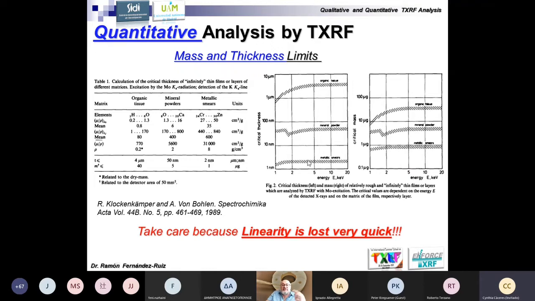Okay, and you can see here graphically and here in numbers that these values are very low. Very low. For example, for mineral powders, we are speaking of thickness around 50 nanometers. It's very small thickness, and mass no more than 5 micrograms. Okay. With this, I want to say take care, because linearity is lost very quickly, and the loss of the linearity can be translated in alteration in the quantification by TXRF.